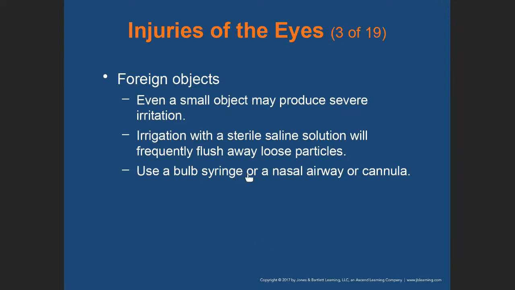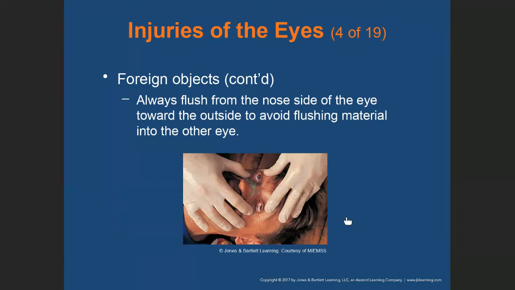Use a bulb syringe or a nasal airway or a nasal cannula. So we can use a bulb syringe for flushing, we can use a nasal airway, or we can use a nasal cannula. Always flush from the nose side of the eye towards the outside to avoid flushing material into the other eye. So when flushing, the main thing is to avoid cross-contamination.